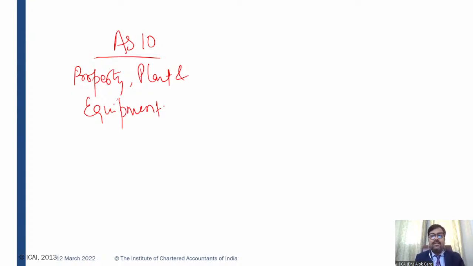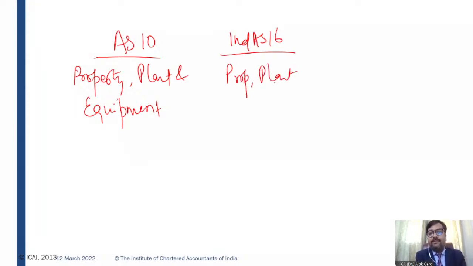So this is under accounting standard, which is not applicable in your financial reporting curriculum. In financial reporting curriculum, only Ind AS are applicable. So of course we have Ind AS 16, which is the agenda of the day, and Ind AS 16 again talks about property, plant and equipment.